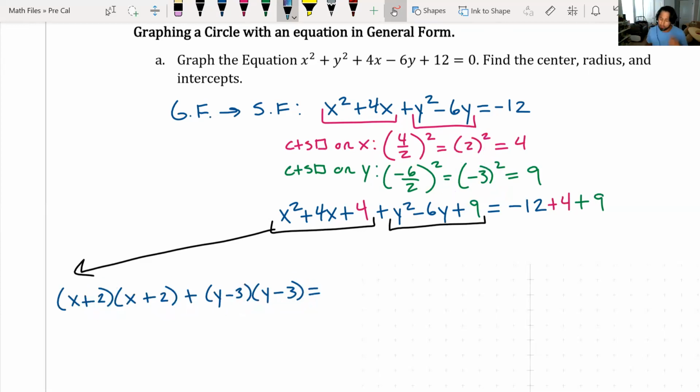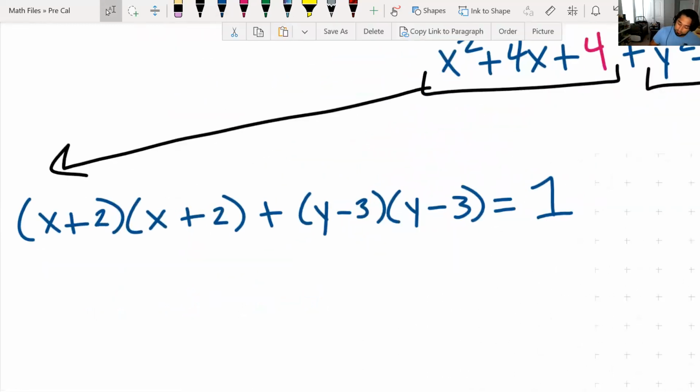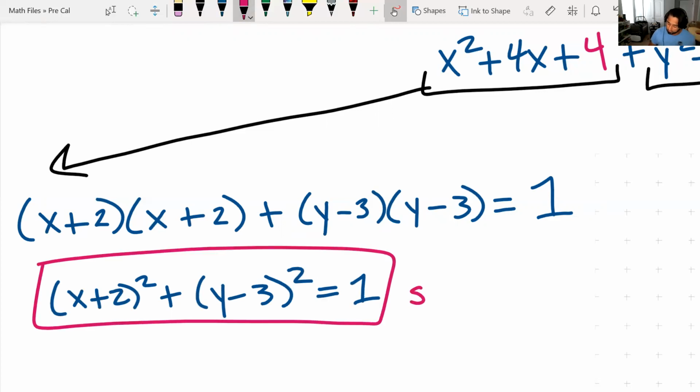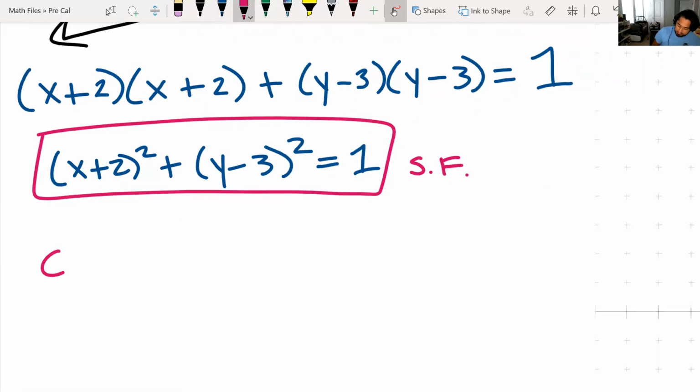It's beautiful. Okay, and then on the right side, negative 12 plus 4 is negative 8, and negative 8 plus 9, we get 1. Okay, cool. Now, one final cleanup. We finally get the standard form of x plus 2 squared plus y minus 3 squared equal to 1. This is the standard form, and we can get all the information we need from the standard form. So, from the standard form, we see that the center is negative 2, 3.